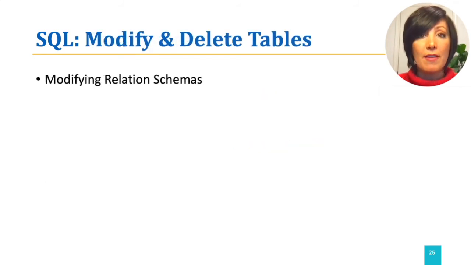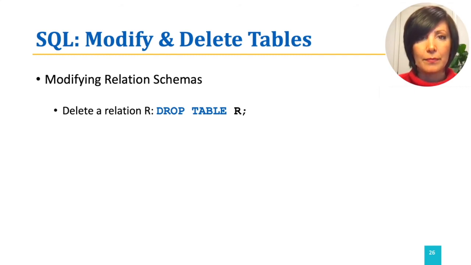We can also modify or delete relation schemas after creation. If we decide that a table and all of its data is not needed anymore, we can completely remove the table with all of its rows of data using the drop table command. For example, if we have a table R and we want to delete it completely, we use the simple command drop table R.